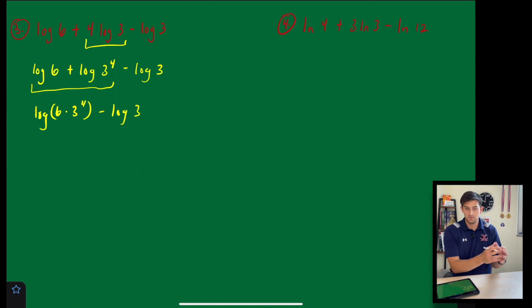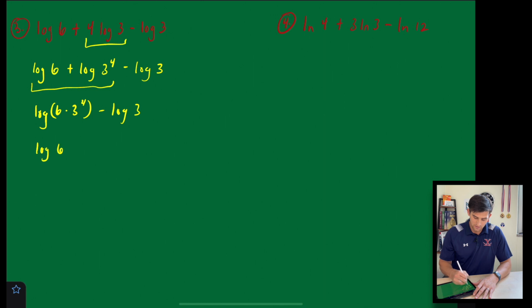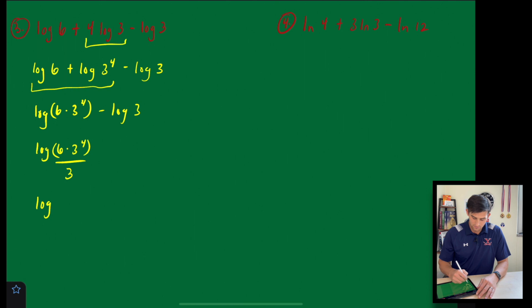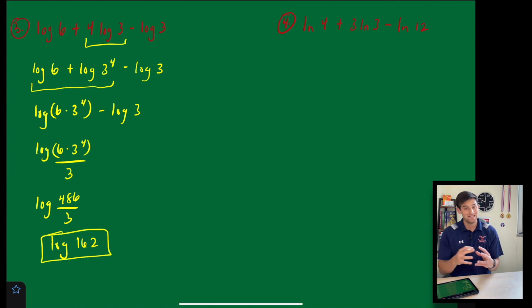So with addition, we can rewrite that as multiplication with one log. With subtraction, we can rewrite that as division with one log. So now we could write this as log of 6 times 3 to the 4th divided by 3. Okay, so now we can just simplify this. So log and then 6 times 3 to the 4th. Well, 3 to the 4th is 81. And we can do 81 times 6 to get 486 divided by 3. And we're going to end up with an answer of log of 162. All right, that would be how we could condense log of 6 plus 4 log of 3 minus log of 3.